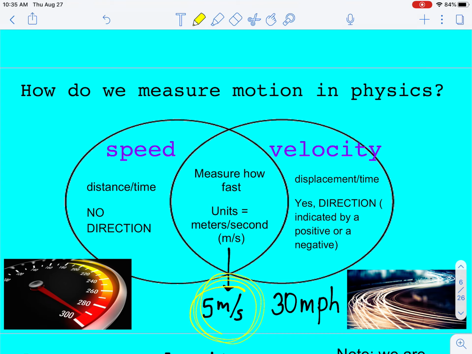Speed is a distance divided by a time. This is slightly different from velocity. Velocity is technically displacement divided by time. But remember, in our calculations, distance and displacement will be the same thing. So what is the main difference between speed and velocity? Well, direction.